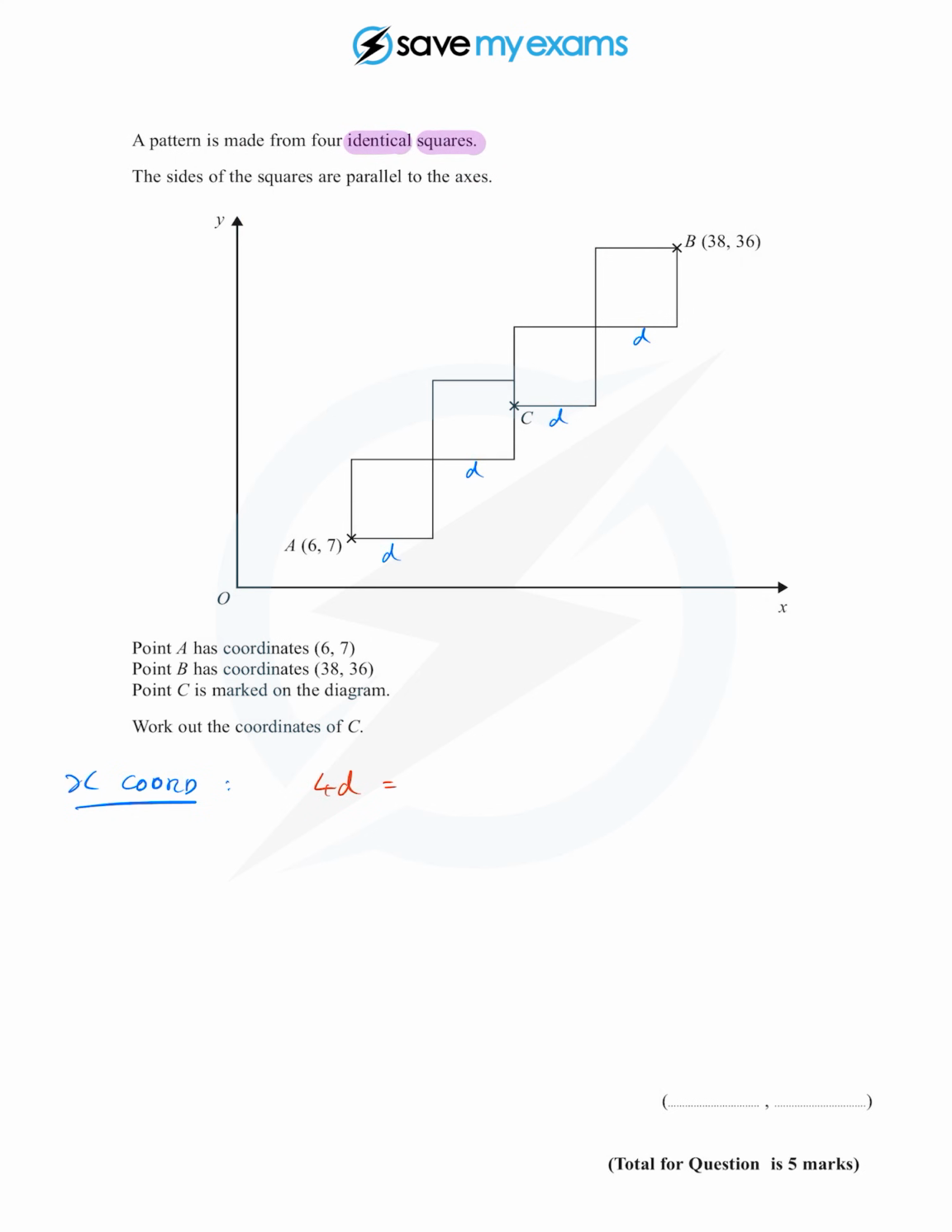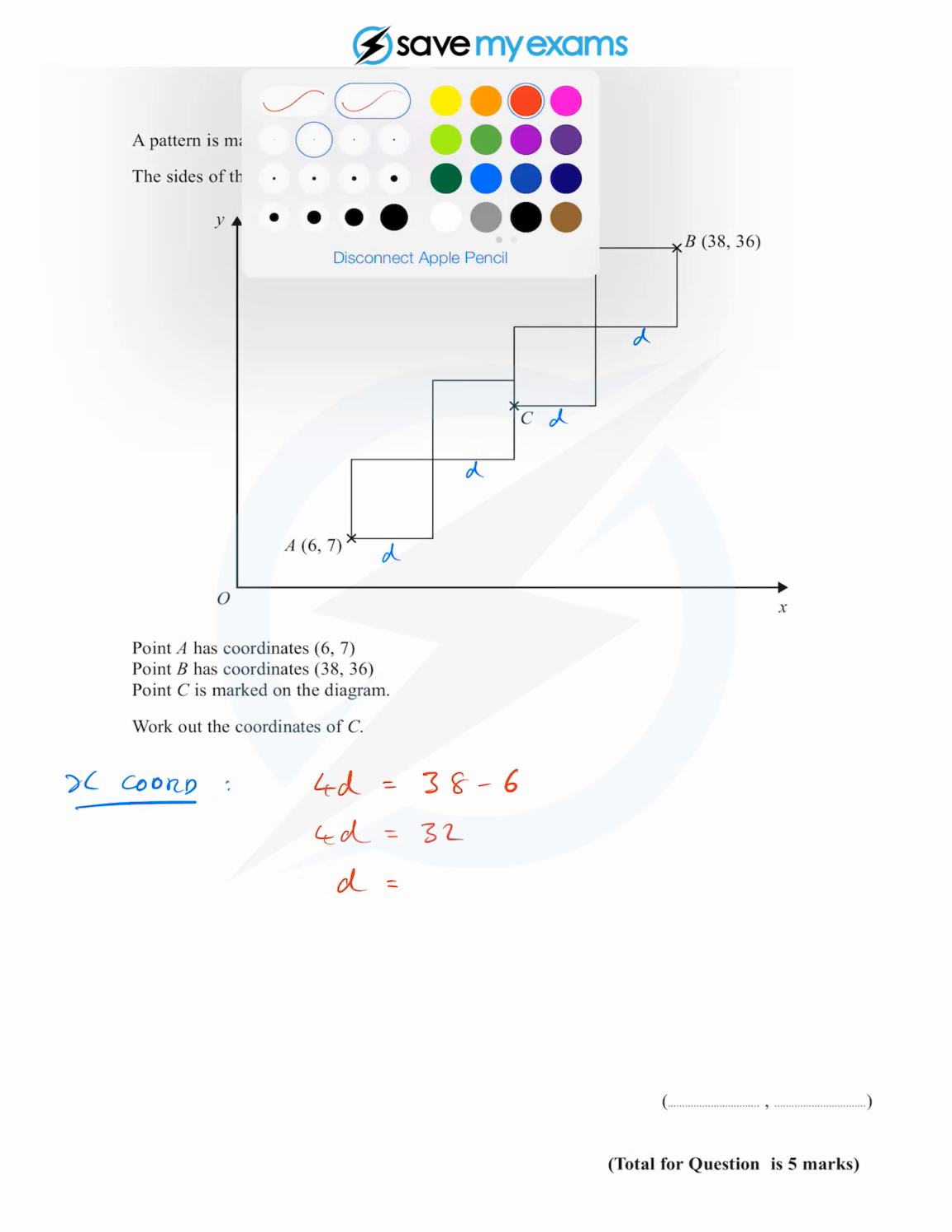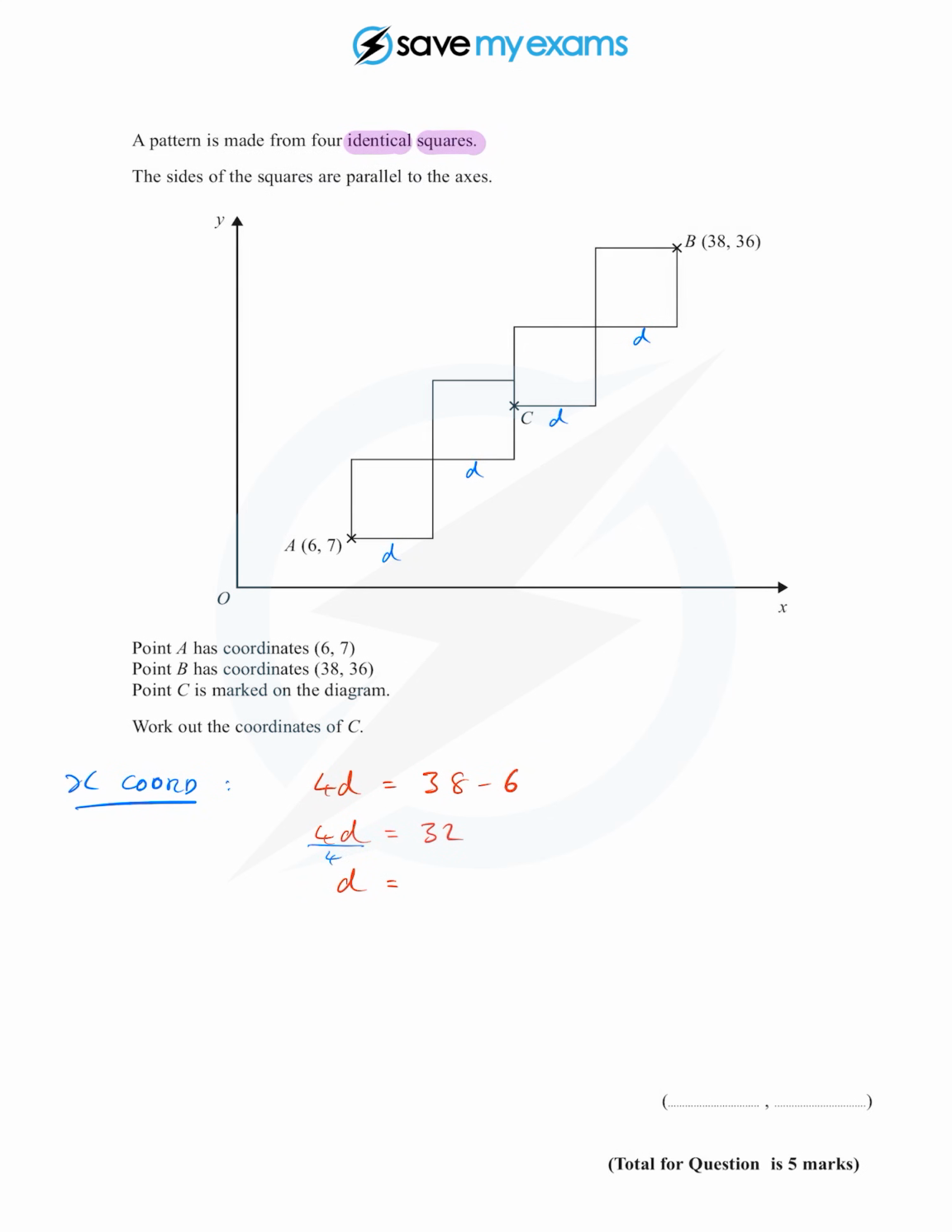4d, because there are 4 of them, 1, 2, 3, 4, is the distance across from B to A, is it not? So 4d is 38 minus 6, so 4d is 32, and d is therefore, well, how do I find d? I'm going to divide both sides by 4, and d is therefore 8.